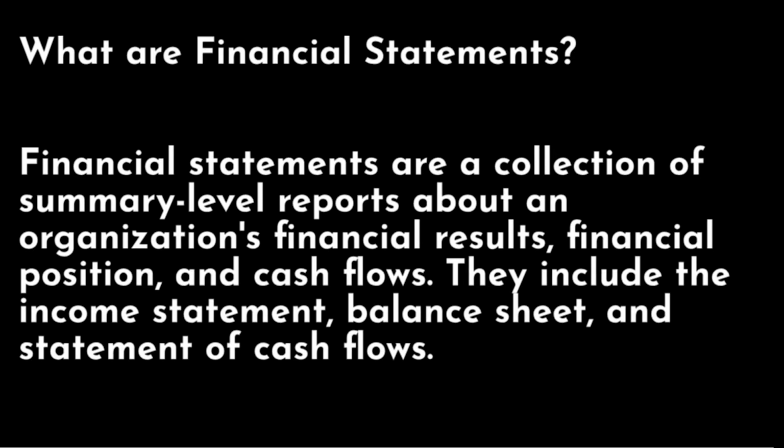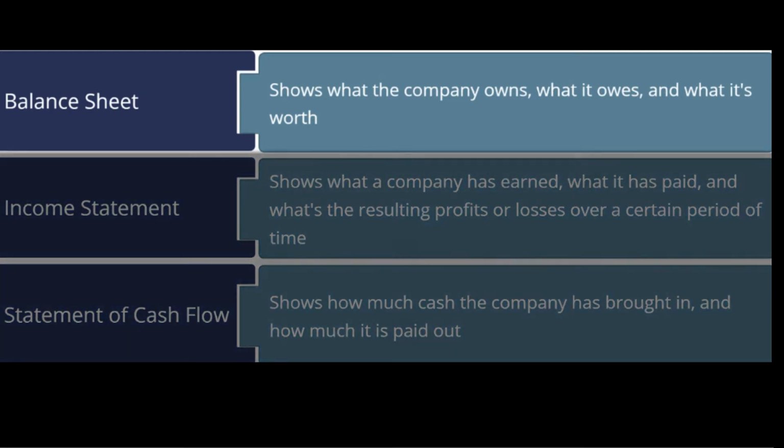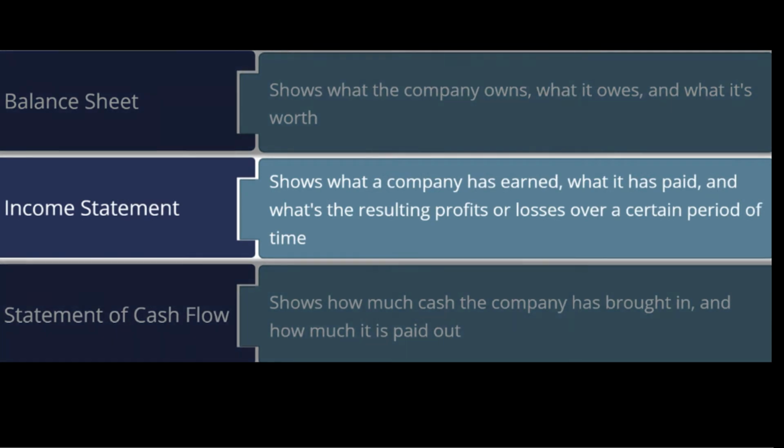Today, we're going to be discussing the balance sheet. Each one of those pieces of the financial statement gives us different information about the company. The balance sheet, which we'll be focusing on today, shows what the company owns as far as assets and property, what it owes, like liabilities and debts, and what it's worth, its equity. The income statement shows what a company has earned, what it has paid, and the resulting profits or losses over a certain period of time.